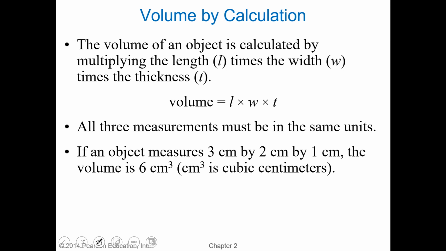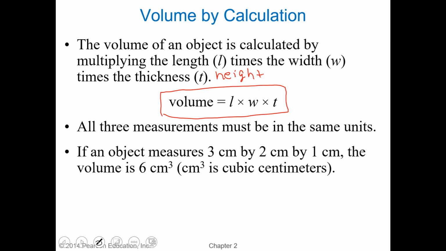Volume, we have a couple of different ways we can calculate volume. The first one you're probably very familiar with. This volume equals length times width times thickness or height, right? You've probably done that in math a ton. Same with chemistry. Length times width times height.